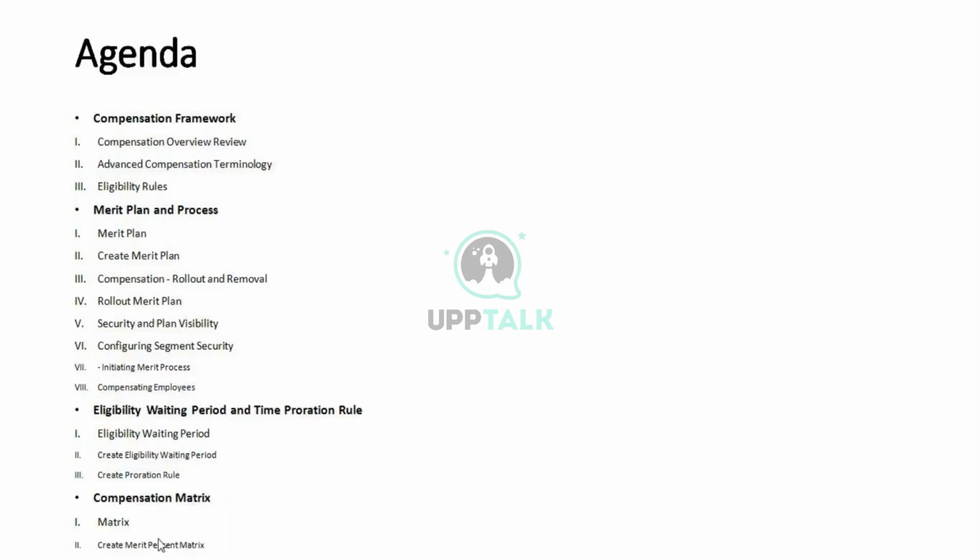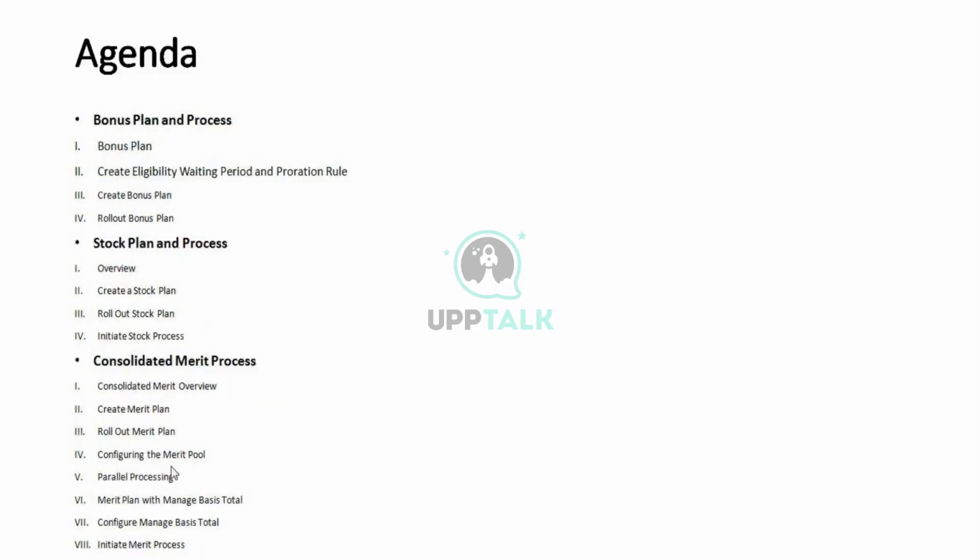And then we'll be getting into the concepts called eligibility, waiting period, and time proration rule, where we'll be creating a proration rule based on employees' hire date and so on. We'll be defining that and we'll be knowing some information on that.